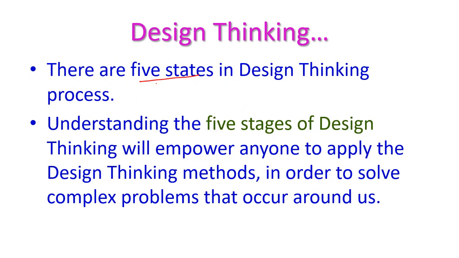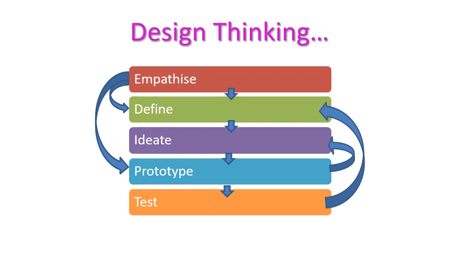And there are 5 stages in the design thinking process. Understanding the 5 stages will empower anyone to apply design thinking methods in order to solve the complicated problems that occur around us, whether in our enterprises or our real life. Let us see all these things. First one is empathize, and second one is define, that is, problem definition. Third one is ideate, that is, idea generation. Fourth one is prototype. Then fifth one is test and introduce the product to market. So these are the 5 stages of design thinking.